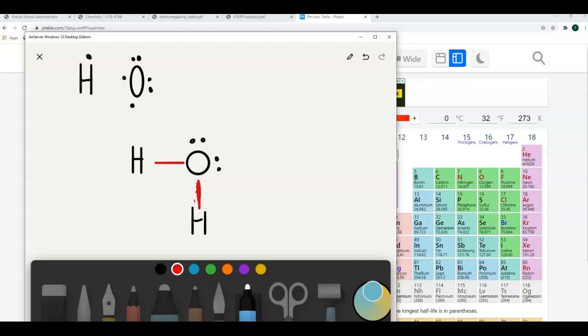All right, that doesn't look very pretty, does it? But that's okay. You get the gist, right? There. Okay, so that's what water looks like. All right, that is water's molecular structure. It's Lewis structure. Sorry, that's its Lewis structure. All right, so great.